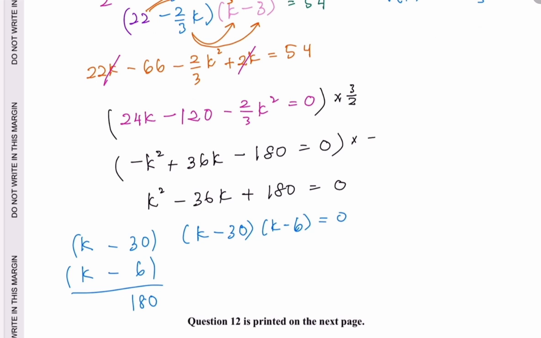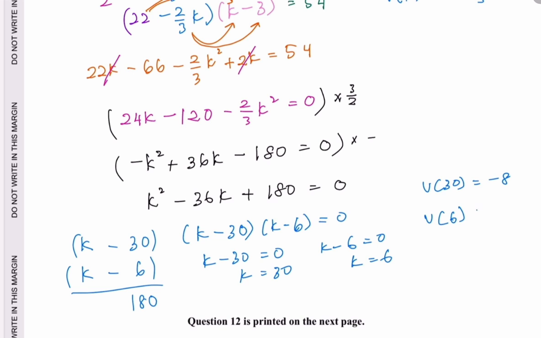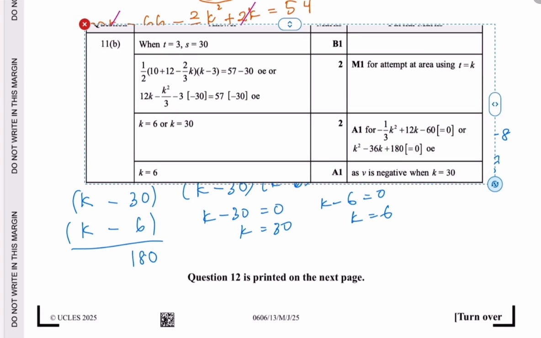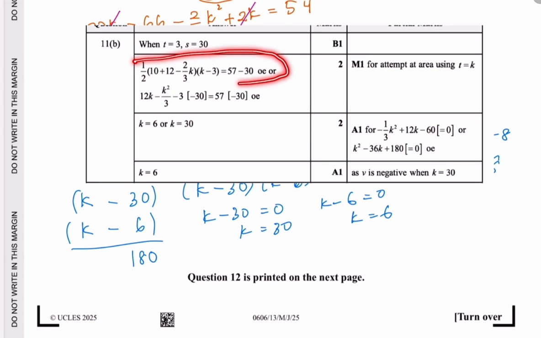We'll follow the same procedure. When k minus 30 equal to 0, k is 30. And when k minus 6 is equal to 0, k is equal to 6. Substitute the value of k, and we will have v. If we look in the marking scheme, this line is when they use the trapezium method, the area method. This one is just purely algebra.